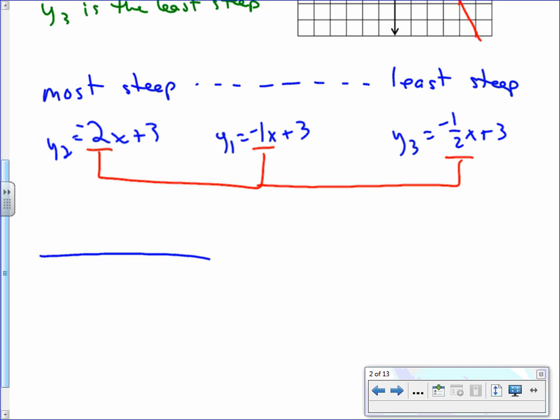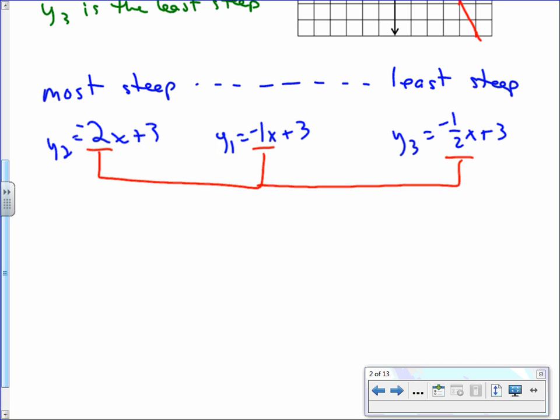You don't have to draw this number line, but if you have this number line, and you have -1 and -2, -1/2, this number is actually the biggest number. But when we're considering slope, we need to just sort of ignore the negative.